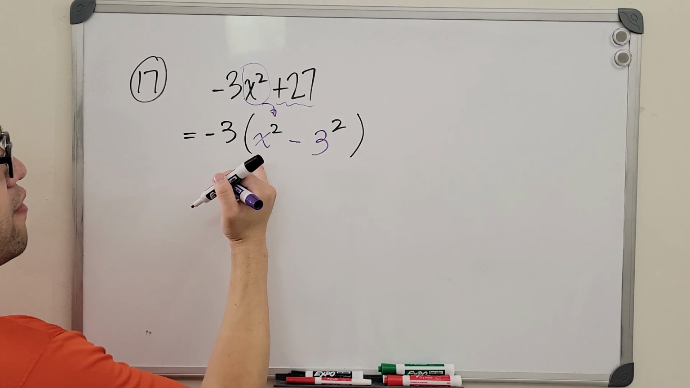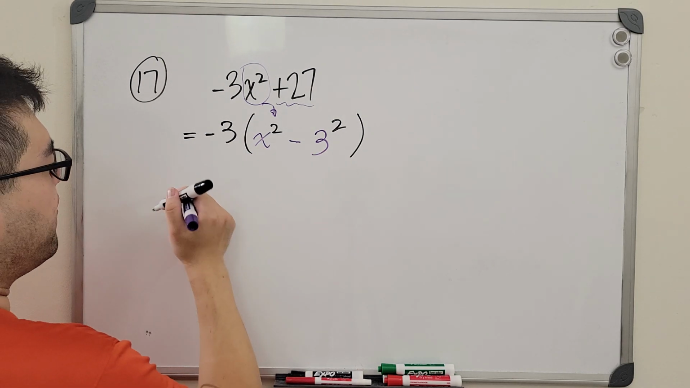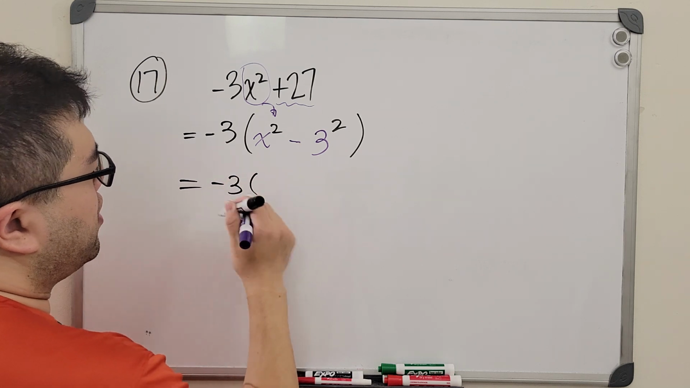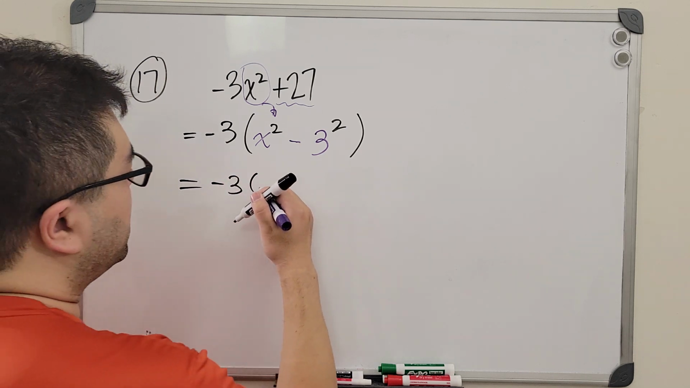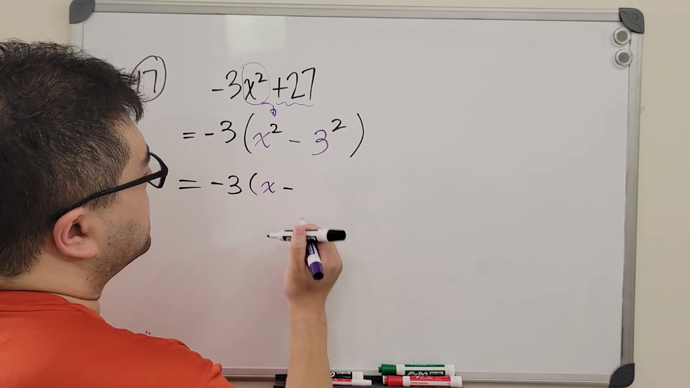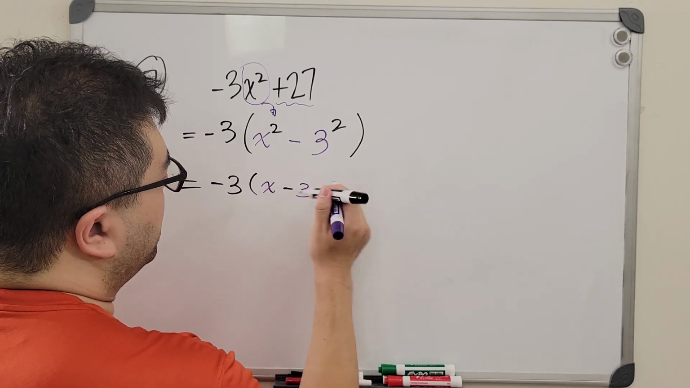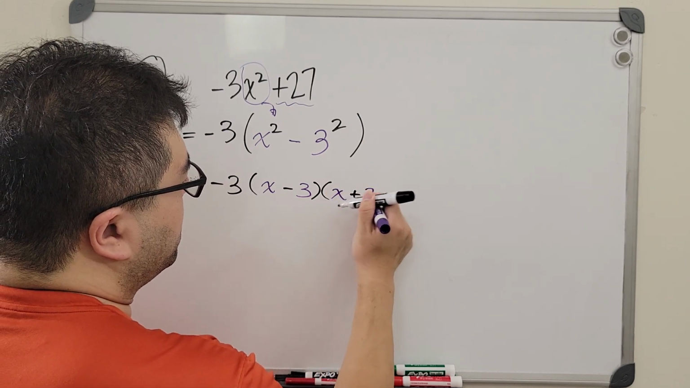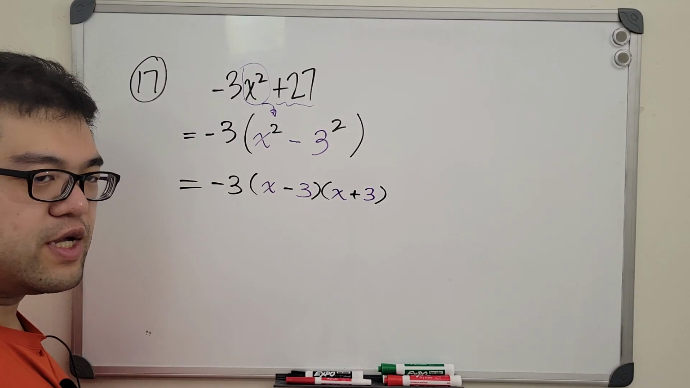So now we have a squared minus b squared form. And we can now factor once more using the formula that we know to get x minus 3 times x plus 3. And that's it.